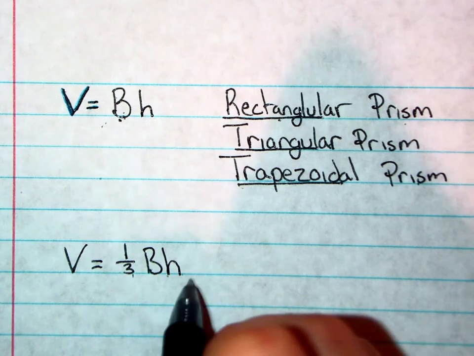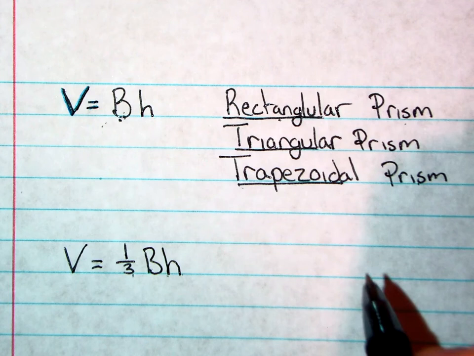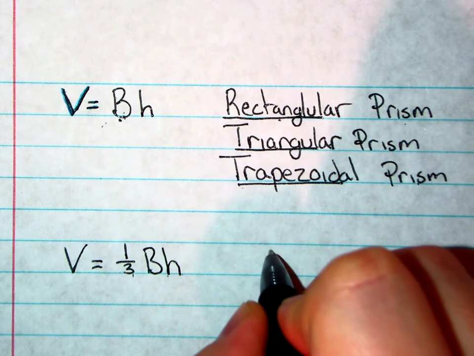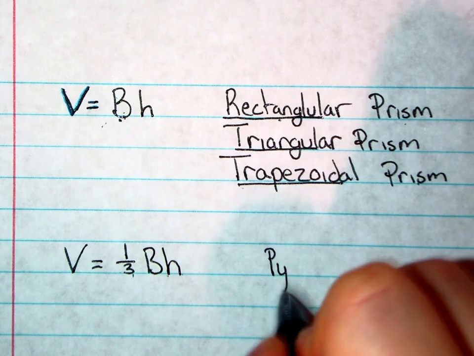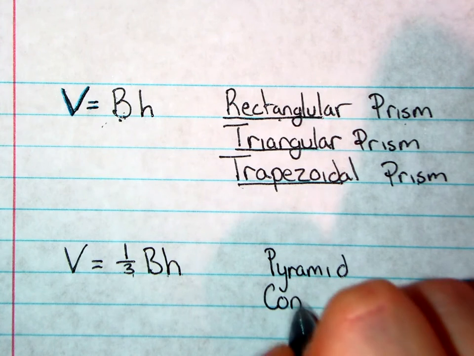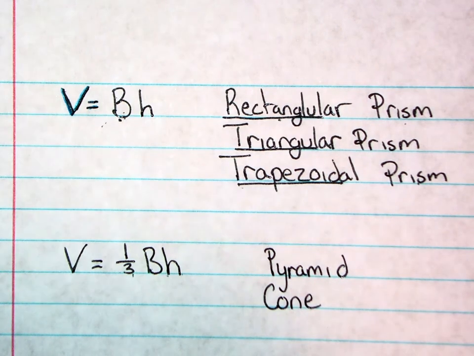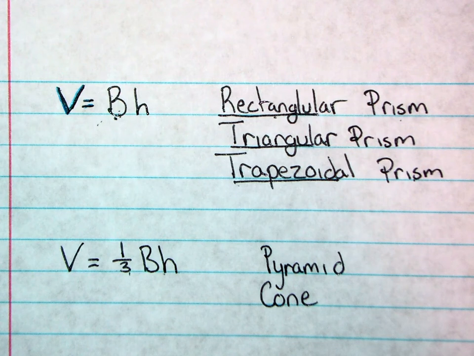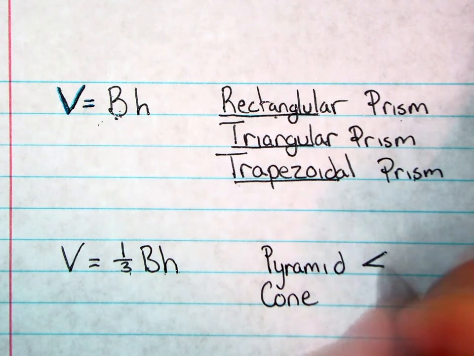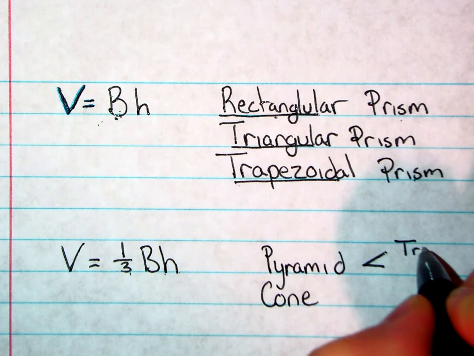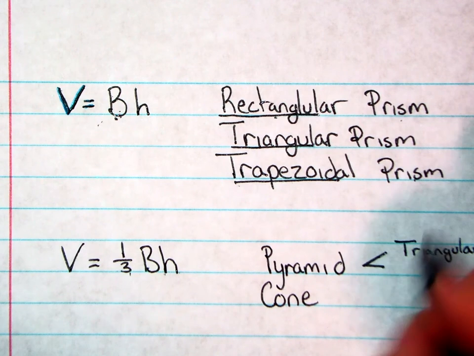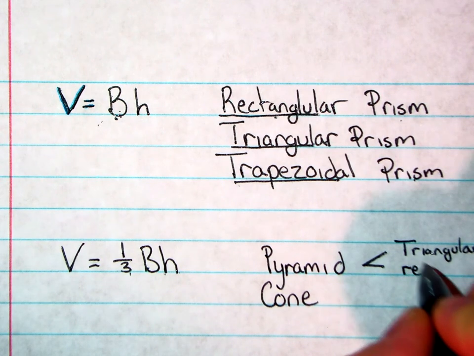So now, with our V equals 1/3 B times H, we use that formula for any pyramid and for any cone. Now a cone is going to have a circular base, so we have to get used to using our pi again. And the pyramid has essentially two options for a base. One is going to be triangular, and the second is going to be rectangular.